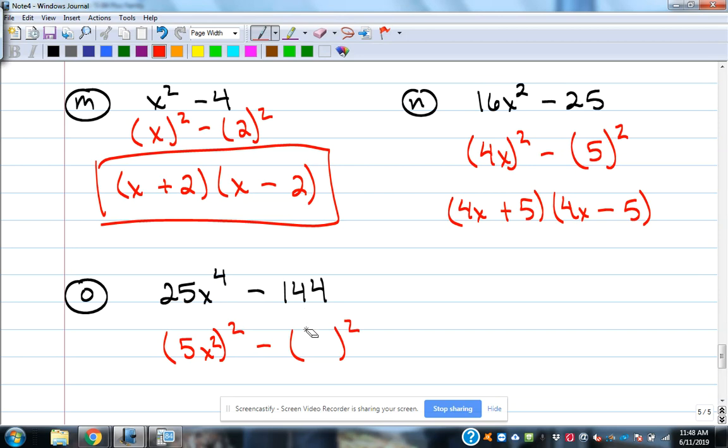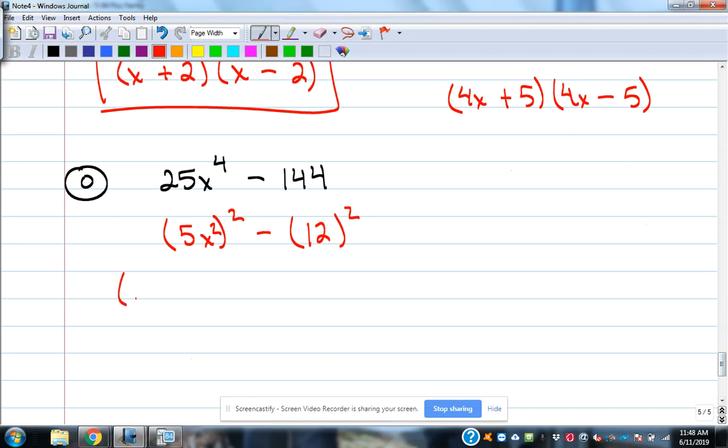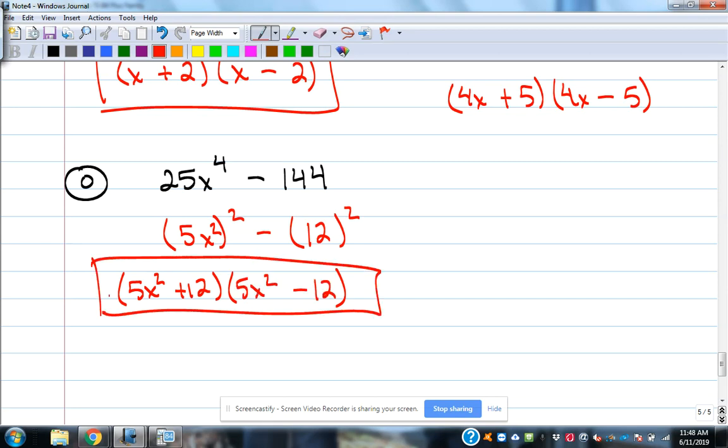And then the 144 is what squared? 12 squared. Good job. And then the shortcut on the factors: 5x squared plus 12, 5x squared minus 12. Difference of squares. If you can rewrite them like this line right here, then it factors as that.